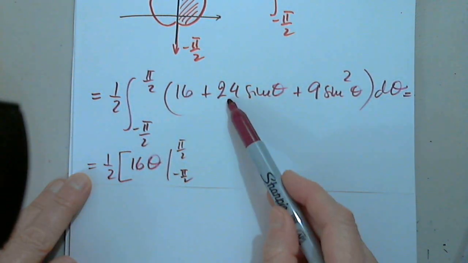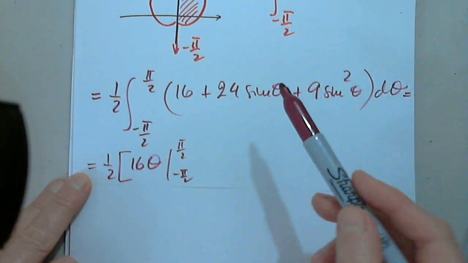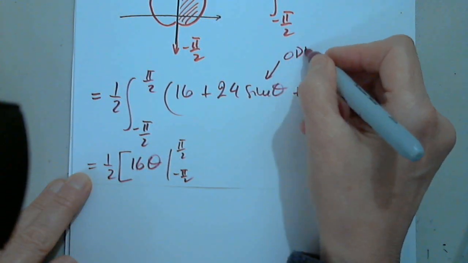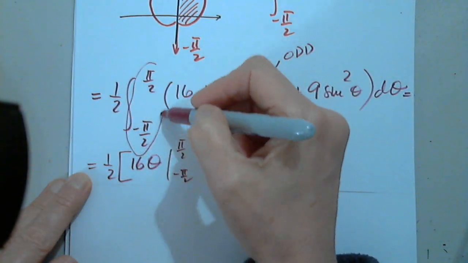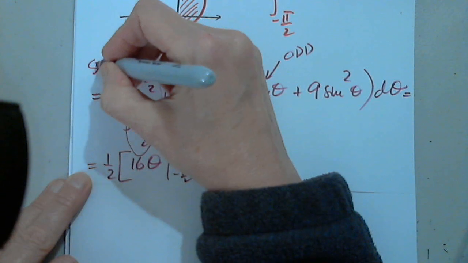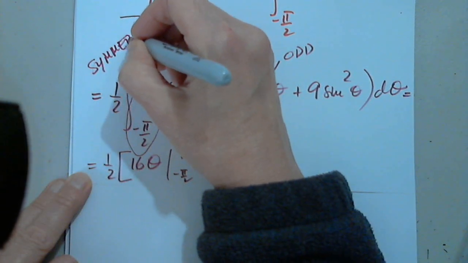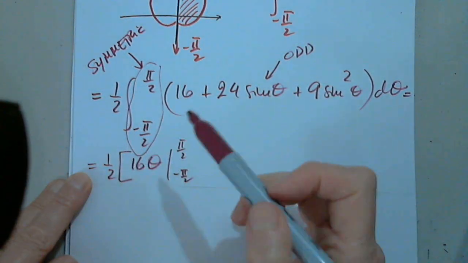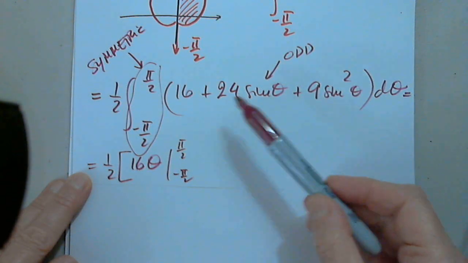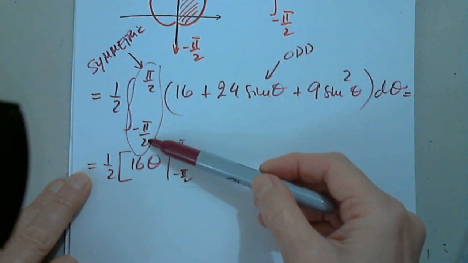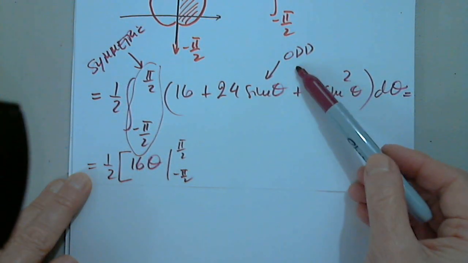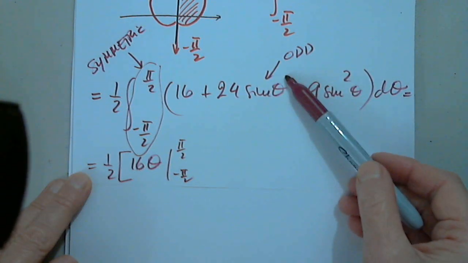The integral from 24 sine theta, because this is an odd function, and because the interval is symmetric, the integral of an odd function over a symmetric interval will be 0. So you can also already disregard this.